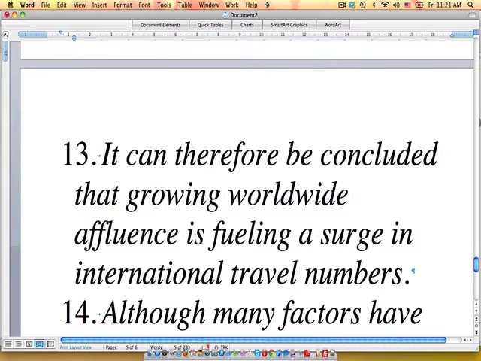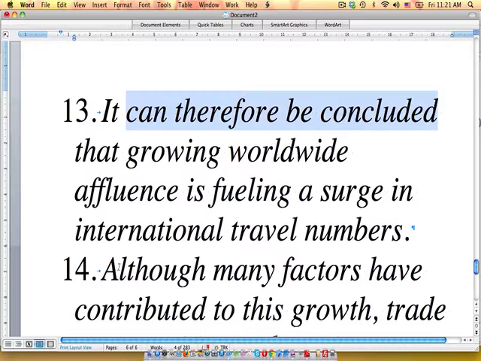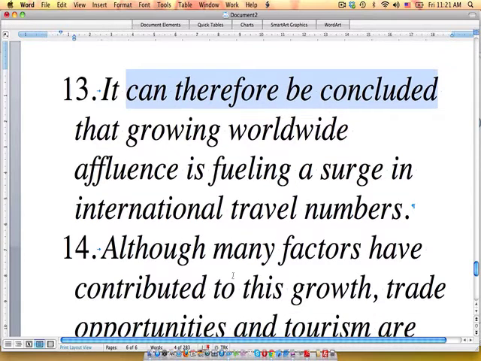"It can therefore be concluded." Therefore, we are drawing a conclusion, and then of course the word "concluded" gives us a big clue that this is likely the final sentence in a supporting paragraph, which is a form of conclusion, or it is a sentence that appears in our concluding paragraph. "And finally," "although many factors have contributed to this growth." Okay, so obviously this would be a sentence referring to something that came before it, and that thing would have been talking about progression or growth.